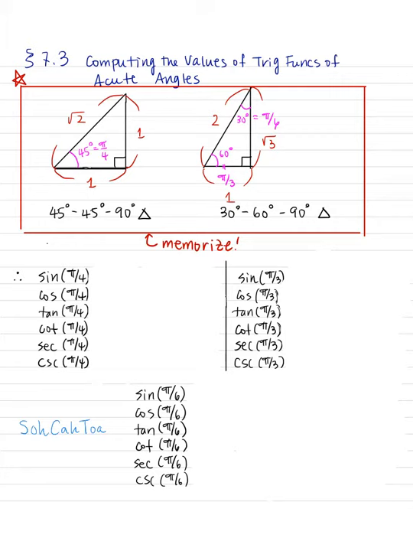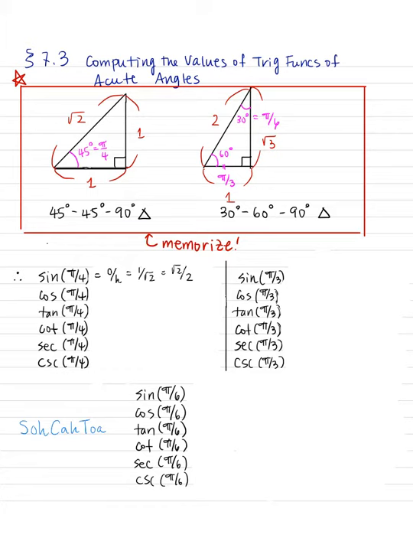So first, let's try to compute sine of pi over 4. Sine is what? Opposite over hypotenuse. I'm just going to write it O over H, meaning opposite over the hypotenuse of the pi over 4 triangle, which is going to be what? 1 over square root of 2. If you rationalize the denominator, that's equivalent to root 2 over 2.